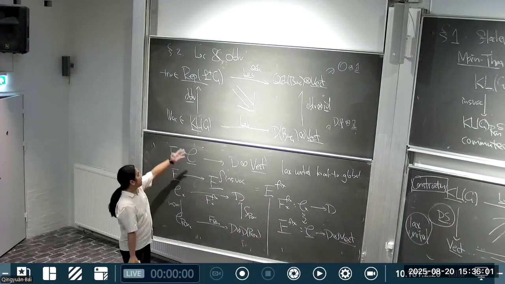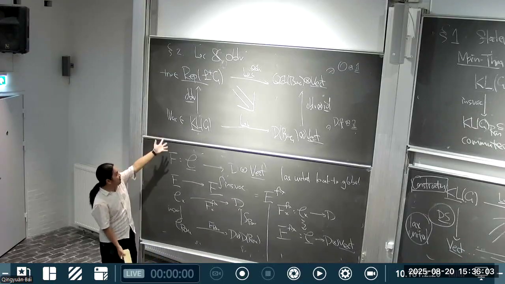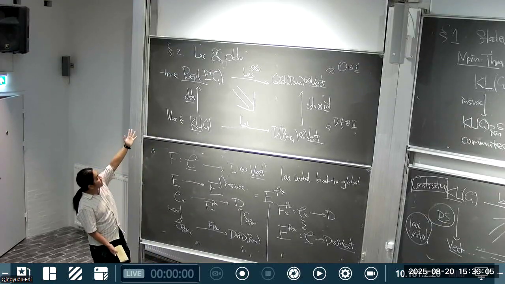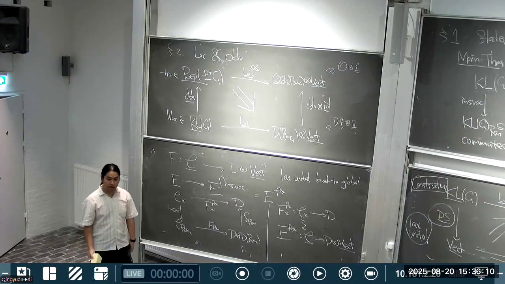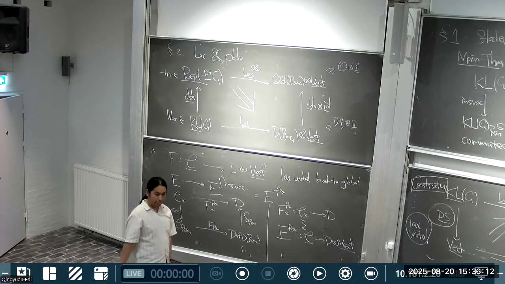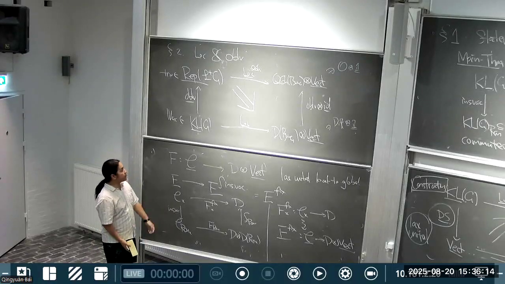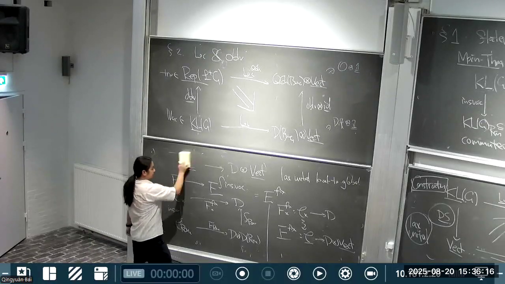Namely, let's look at the nature of these functors. We start from something called K_L to something on this Q coh G, some local to global functor. And let's look at what's happening to the unit.